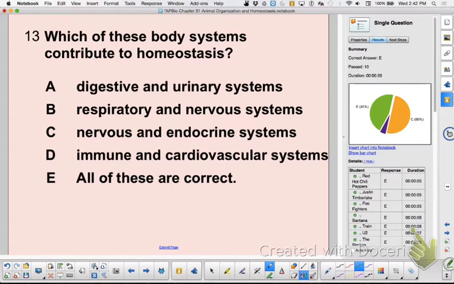Why did we miss this? Did we not just go over this? We did, actually. Okay, so which of these, what's the key word here? Contribute. Do you see that? I did. The reason why those of you, the 50% who picked C, you were like nervous and endocrine as if they were the only ones, but all systems what? Contribute. I use the word contribute. Okay, so look for those little nuances, all right?